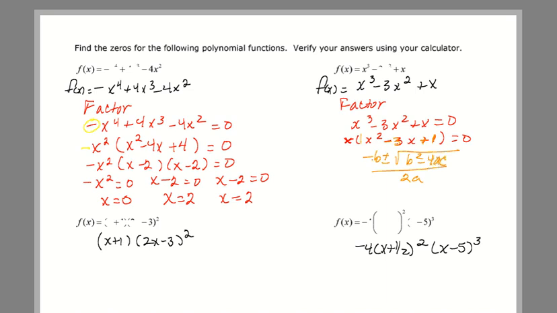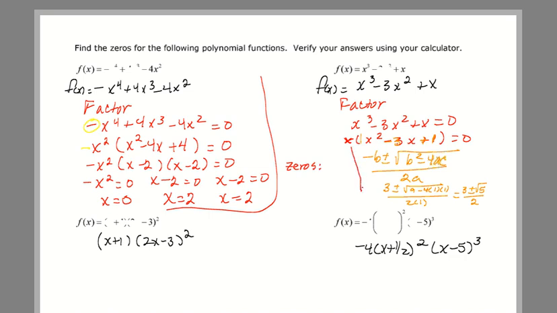Negative b is going to be opposite of a negative 3, so I'll have a 3 plus or minus b squared, negative 3 squared will be a 9, minus 4 times a, which is 1, times c, which is 1, all over 2 times a, which is 1. If we clean this stuff up, I should get 3 plus or minus the square root of 5 all over 2. That doesn't reduce, so that would be my final answer. Well, I kind of ran out of room, so let me do this. And let's list out the zeros for this function here.